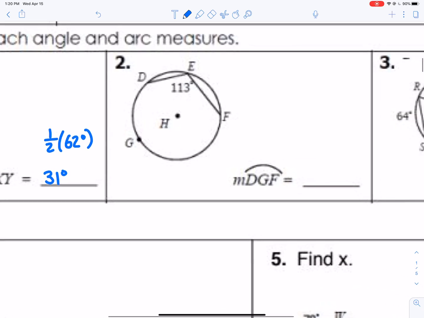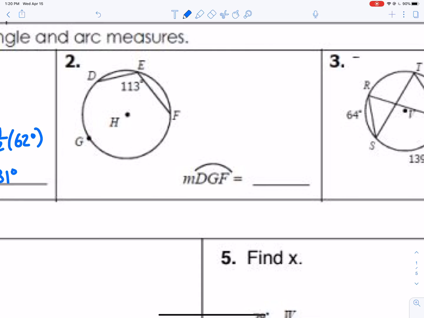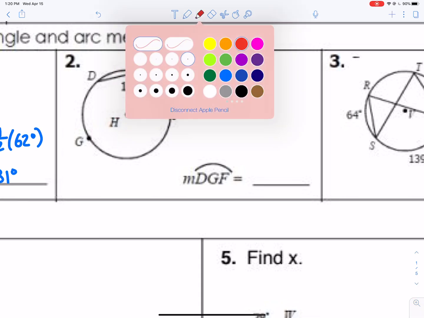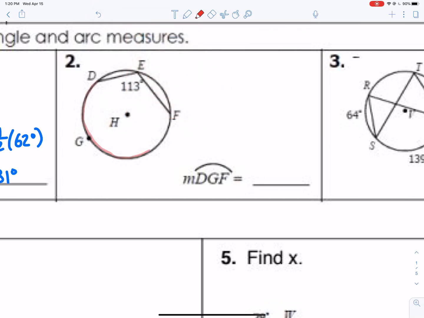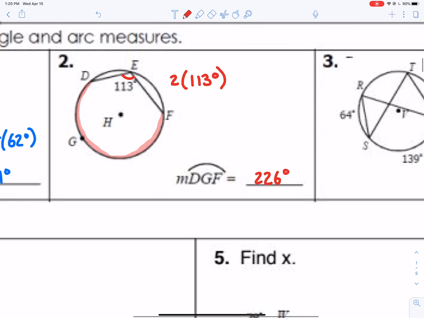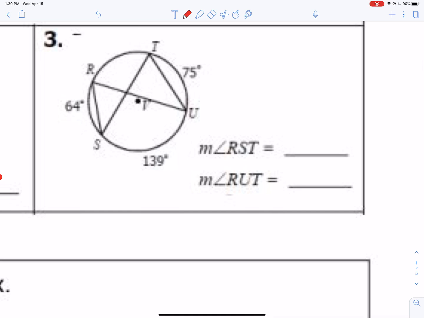All right, for number 2, we need to find the measure of arc DGF. So arc DGF, we want to go in that order around the circle, is equal to twice the measure of the inscribed angle. So the intercepted arc, DGF, is twice the size of the inscribed angle. So we needed to say 2 times 113 degrees to figure out the arc. So that would just be 226 degrees. We were working backwards.